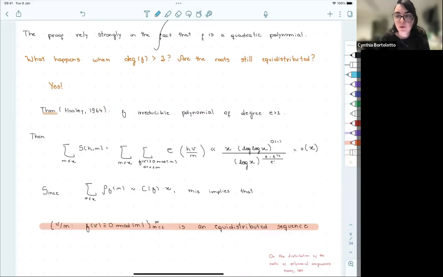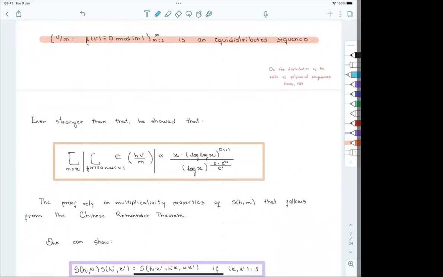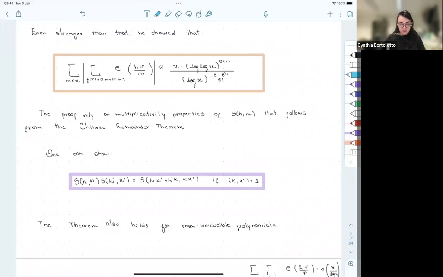Yes, it was much more involved than what Hooley did. So Hooley did just some counting argument, and they use hyperbolic geometry to prove the prime case. So it's much more involved, but it relies very strongly on the fact that we are dealing with quadratic forms. And then Hooley in the generic case, for the generic degree, the proof is based on what? It's basically the Chinese remainder theorem.